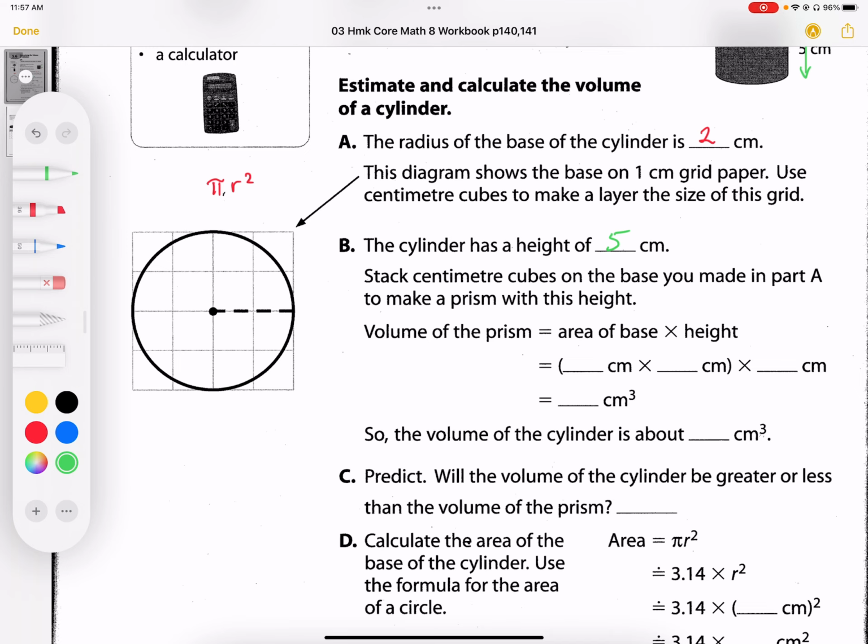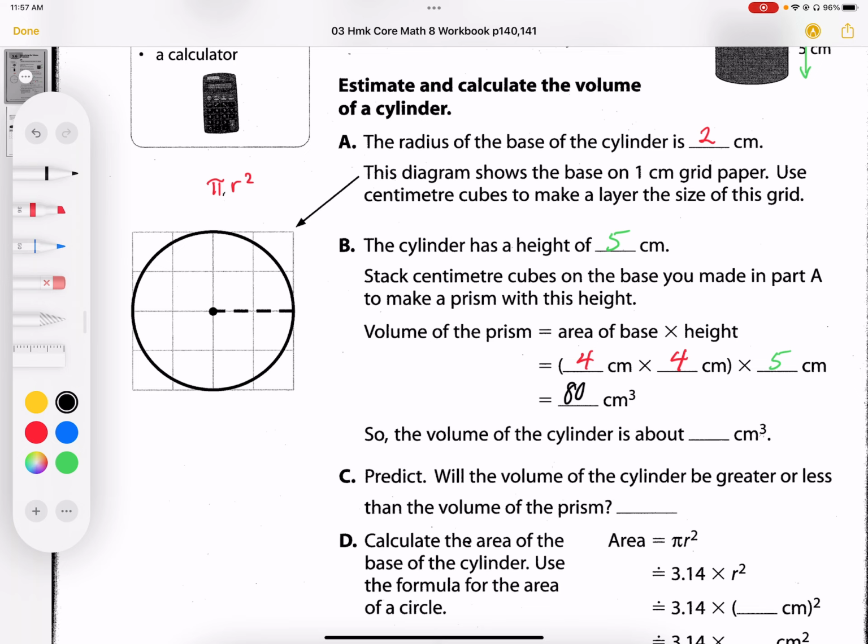So volume of the prism is going to be area of the base. In this case, the base we're going to use is 4 by 4. And then the height is going to be 5. So we can use this as approximately, we're just going to say is about 80 centimeters cubed. Okay, so if we use that square base, we can say that the volume of the cylinder is about 80.